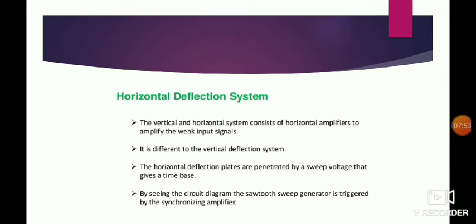Horizontal deflection system. The horizontal system consists of a horizontal amplifier to amplify the weak input signal. It is different from the vertical deflection system. The horizontal deflection plates are fed by a sweep voltage that gives a time base. Here we see the circuit diagram of the sawtooth sweep generator, triggered by the synchronizing amplifier.